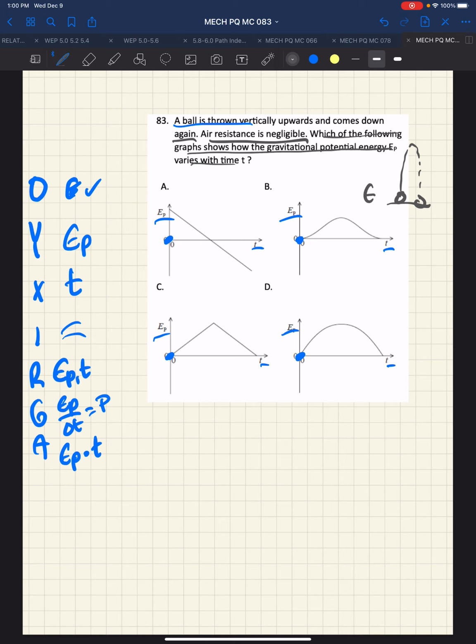Well, at the beginning, the potential energy is 0. And at the end, the potential energy is 0. Let's see if we can put that to use for us. In choice A, the potential energy in the beginning is not 0, so choice A is out. Choice B starts at 0 and ends at 0. Choice C starts and ends at 0. Choice E starts and ends at 0.